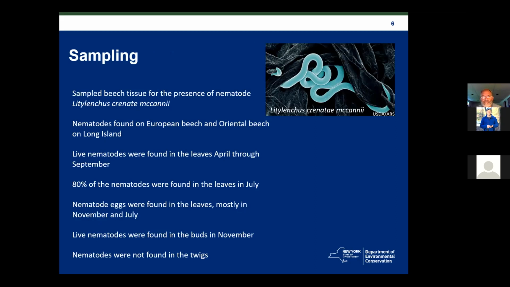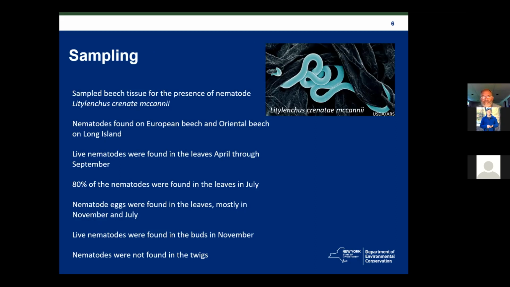In New York, samples of beech tissue were analyzed for L. crenatae at the Cornell Plant Disease Diagnostic Clinic for both detection and research purposes. For detection, nematodes are confirmed each time beech leaf disease is found in a new county. On Long Island, Cornell Cooperative Extension confirmed the nematode on European and Oriental beech. All other detections in New York have been on American beech.